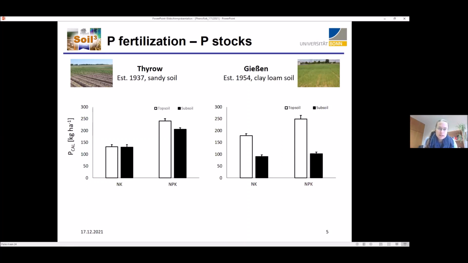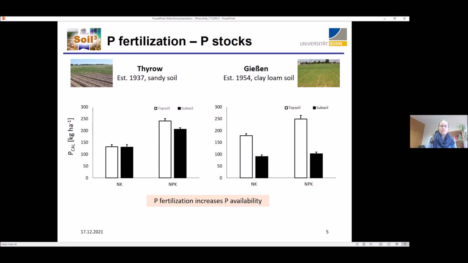This is not so much related to the different age of the field experiment, but it's probably more a texture effect. So in Gießen, we have a very clay-rich soil, very fine-textured soil that has a high capacity for P fixation. So most of the fertilizer that is applied to the soil will be directly absorbed onto the soil particles and will no longer be available for the plants. Whereas in the sandy soil that we have in Tewel, most of the fertilizer will remain in plant available form and will probably accumulate in the soil.